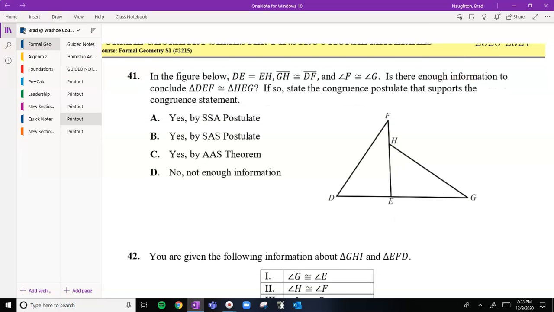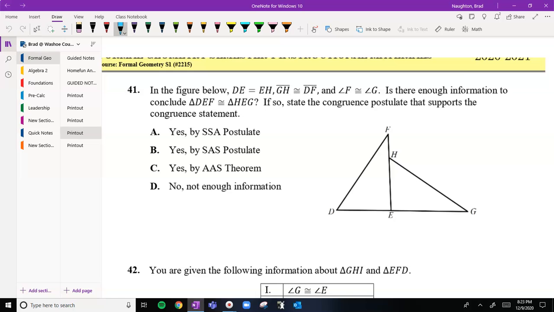So ladies and gentlemen, let's go ahead and jump into this example. It says, if so, are these congruent? So let's get some labeling here. DE and EH are the same. Then we've got GH and DF. There we go. And then we're going to take a look at F and G.